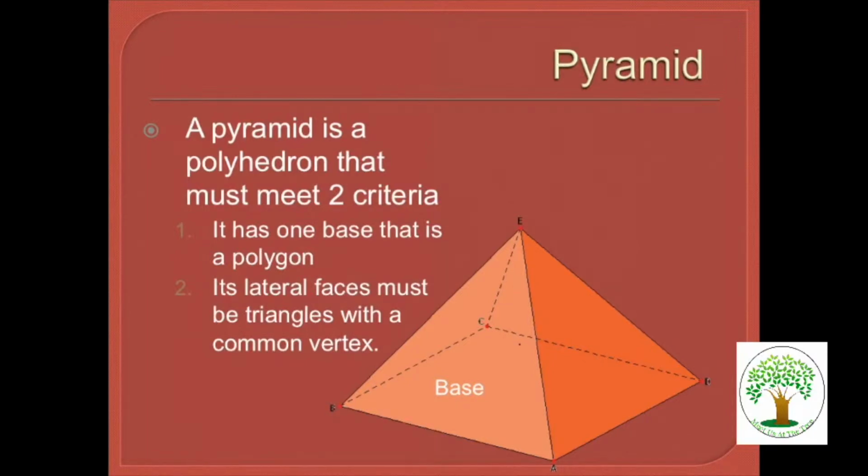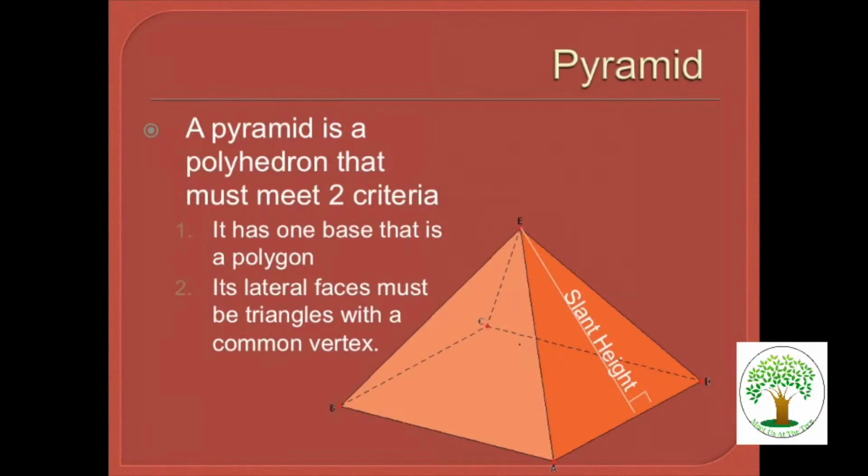We have lateral faces. You can put arrows to that. Lateral faces, those are the triangles. We have lateral edges, the base edges, and we have the height. Your height will be perpendicular to the base, and it will go up to that top vertex, that common vertex.